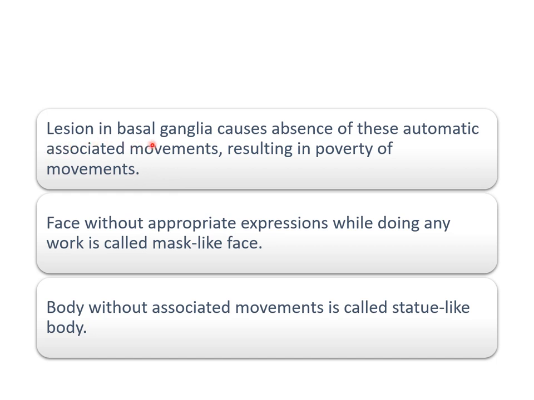A lesion in the basal ganglia causes absence of these automatic associated movements, and that results in poverty of movements. A face without appropriate expression while doing any work is called mask-like face. A body without associated movement is called statue-like body.